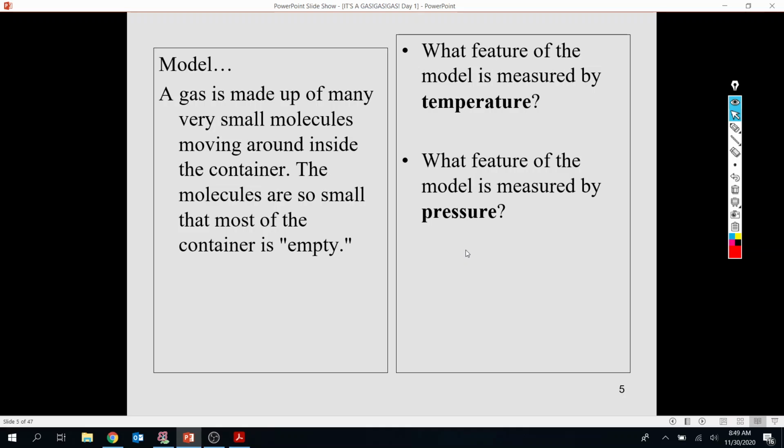All right, what feature of the model is measured by pressure? When we think about that model, you are familiar with pressure in terms of the pressure in your tires or in a basketball or volleyball if you're playing sports. You know that if you put more of a gas into the same size container, then the pressure goes up, and so that's a measure of the density or the amount of the gas in the container, or we could also say the volume of the container that's containing the gas.